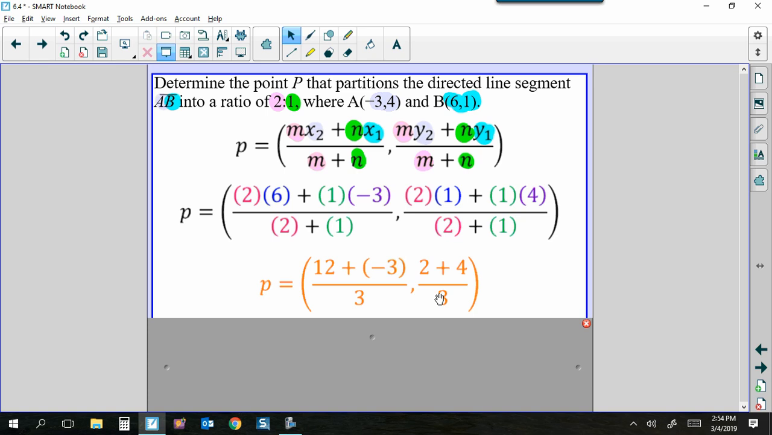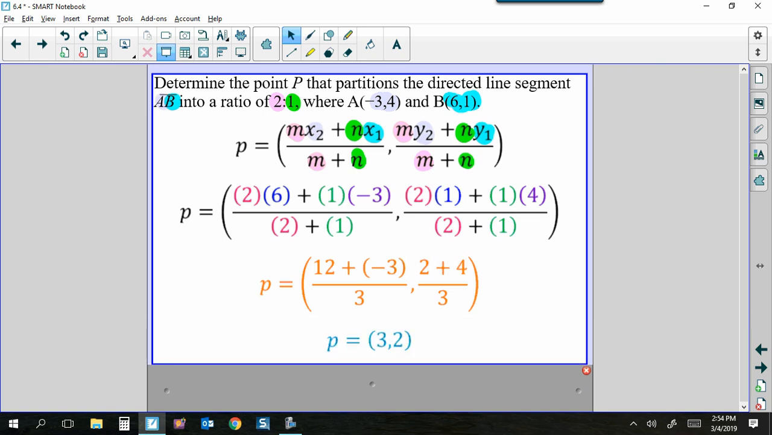Now in your numerators, you have some simplifying to do. We have 12 plus negative 3, and we have 2 plus 4. That's going to give us 9 over 3 is 3, and 2 plus 4 is 6. 6 over 3 is 2. So the partitioned point is 3, 2. And that's all it is. I know the formula looks scary, but hopefully you see you're just plugging in a bunch of numbers and you go from there. And then if you really just immediately write down your M and N values and then substitute in your X and Y's, you should be fine.